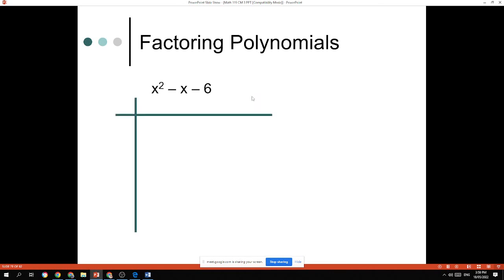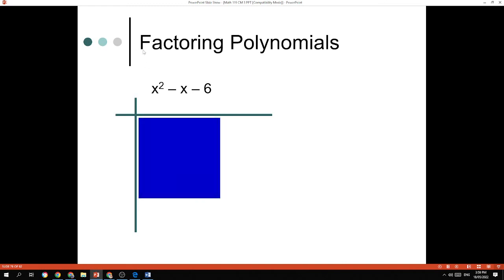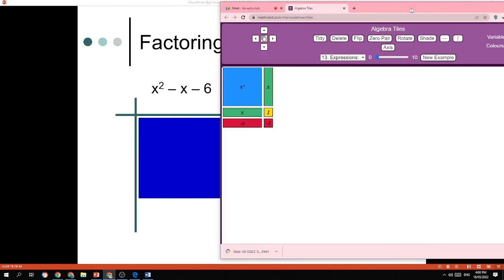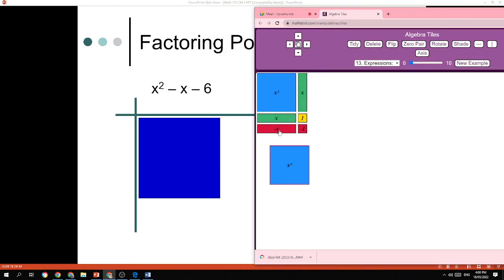Okay, let's have another one. This one. How many blue will I use? One, sir. Now next, one red, using the Algebra Tiles application. Let's have it tidy. So I have here one blue, one red, then six of these, sir. 1, 2, 3, 4, 5, 6.